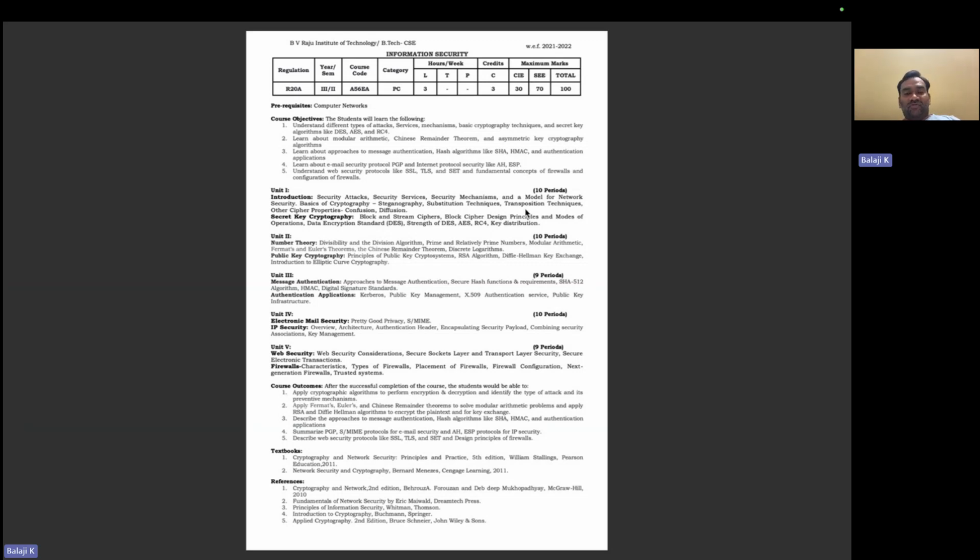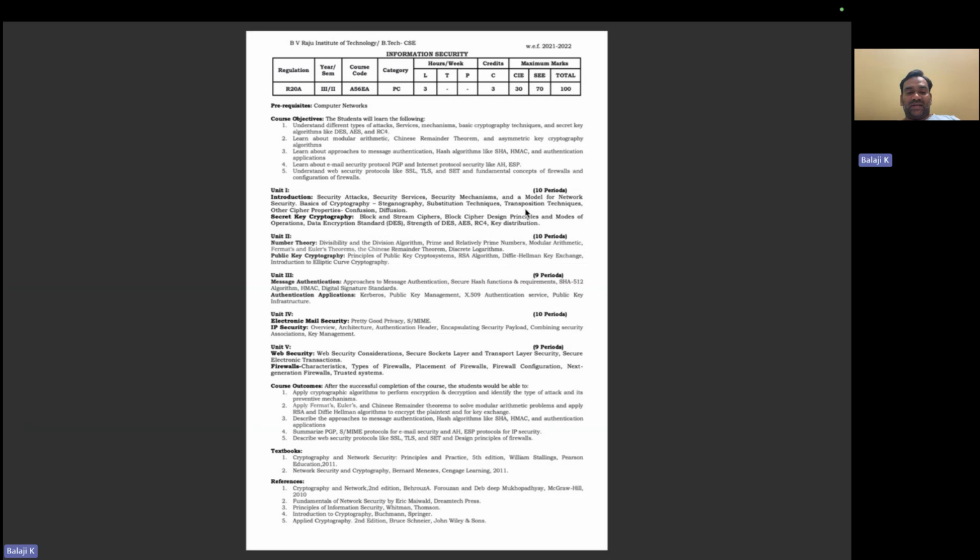Coming to unit 4, there we are going to apply these models in real-time applications like email security, where we will discuss PGP and S/MIME. The second part consists of IP security. IP stands for Internet Protocol. So how this security will be provided through authentication headers and encapsulating security payloads, that we will discuss in unit 4's second part.